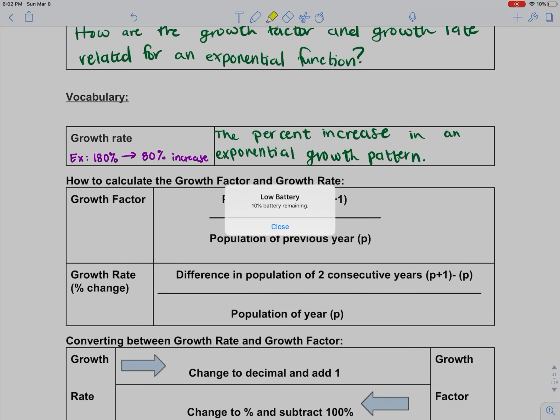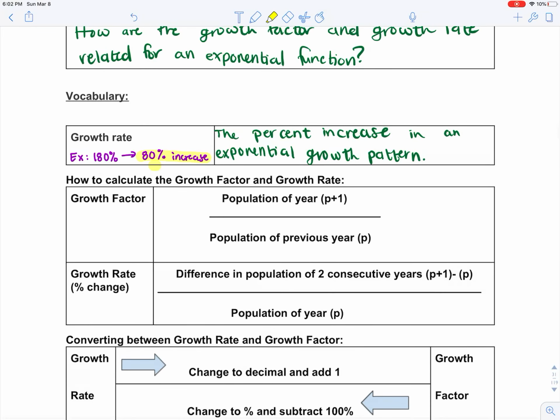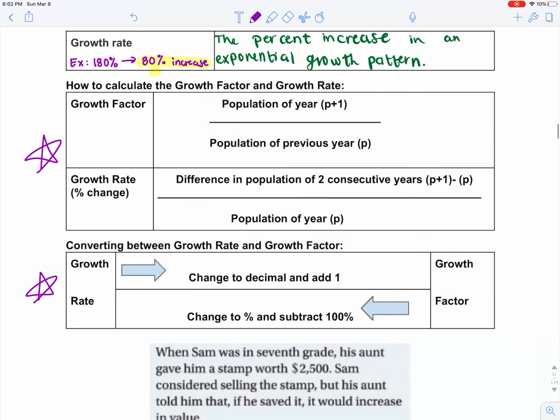And this value right here is what we call our growth rate. That is what we are growing by. That is what our function is growing by every year or every month or every minute, whatever our x value is. Okay, so we have given you guys some very important conversions here.